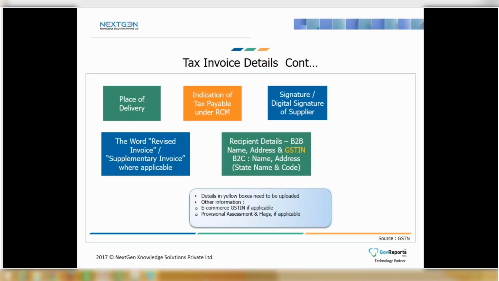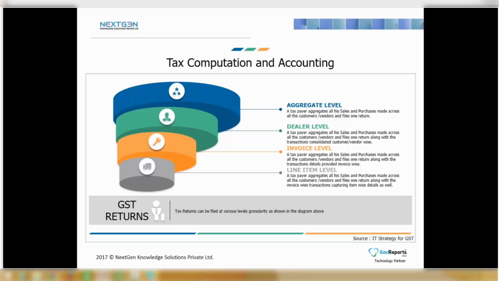Now friends, here I would like to add that you must have discussed one rule regarding registered supplier and unregistered supplier. In case you make any purchase from an unregistered supplier, then the unregistered supplier cannot charge the GST amount in his tax invoice. The tax amount will be paid by you, by the taxpayer, by way of reverse charge mechanism.